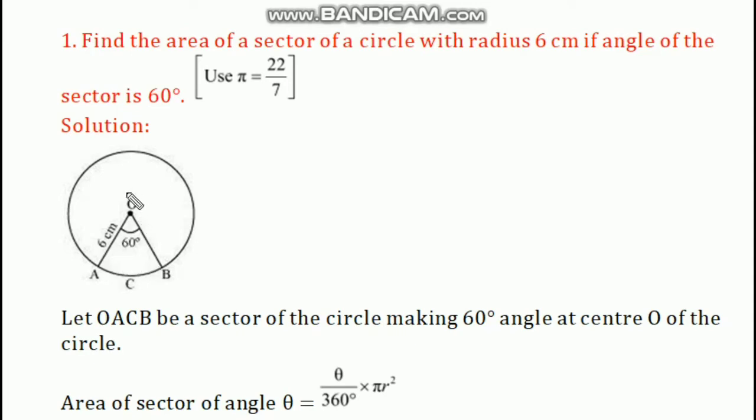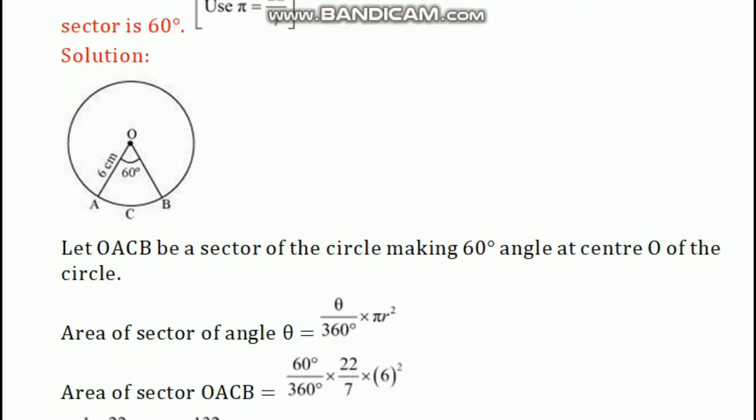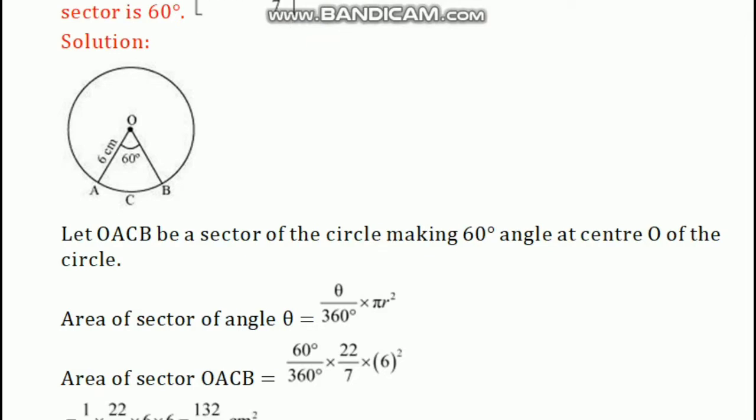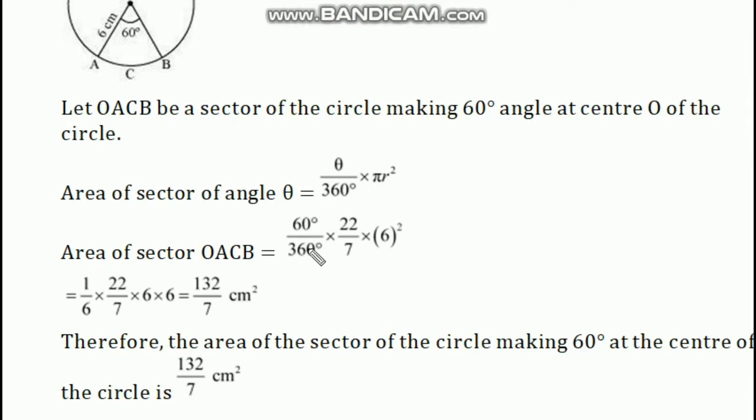Okay, so the center point of the sector is O, and these points are A and B, and the length of the arc is C. Here we know the angle of the sector and we know the radius of the sector, so easily we can find out the area. So, area of sector: angle we already know. What is the formula for area of sector? Theta by 360 into pi r square.